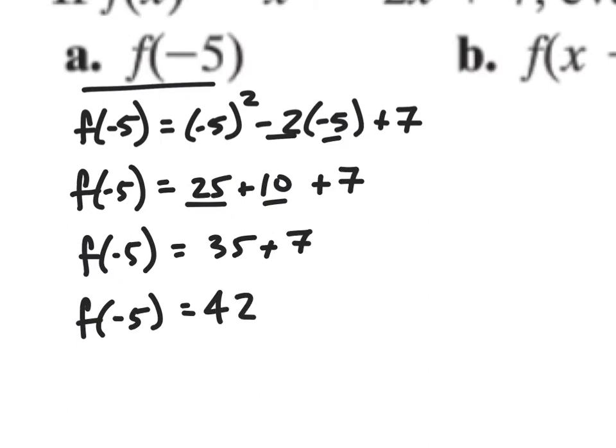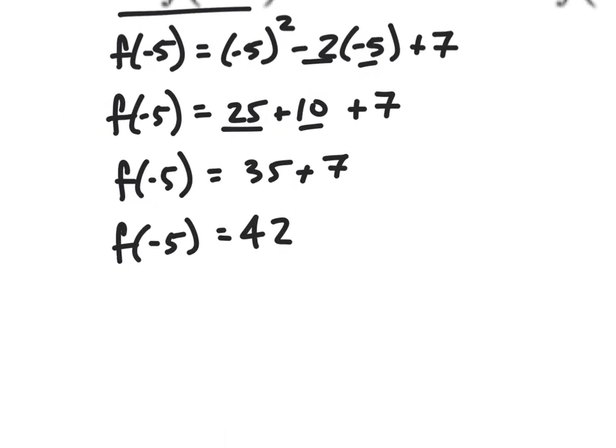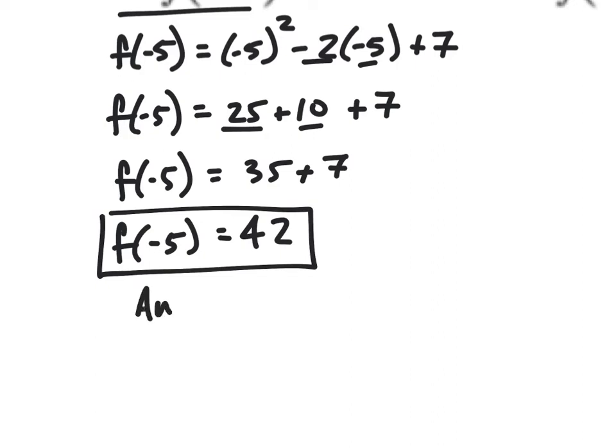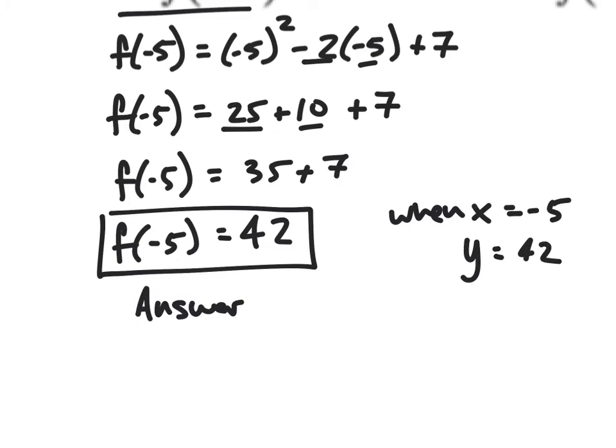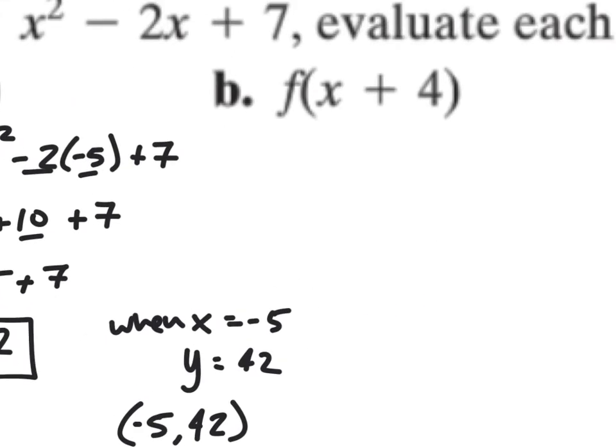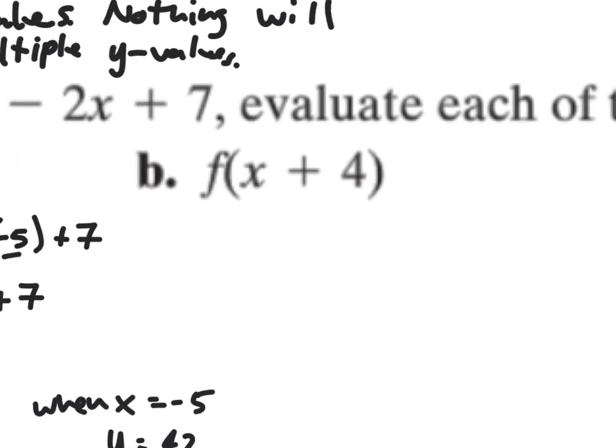Okay, so what I have is f of negative 5 is equal to 42. So what this means, and this is my answer, is that when x equals negative 5, y is equal to 42. All right, and I can write my answer like this: negative 5 comma 42, and that's it. Okay, and that's my answer. Okay, let's take a look at the next one.